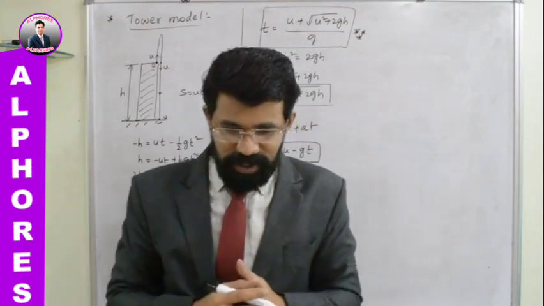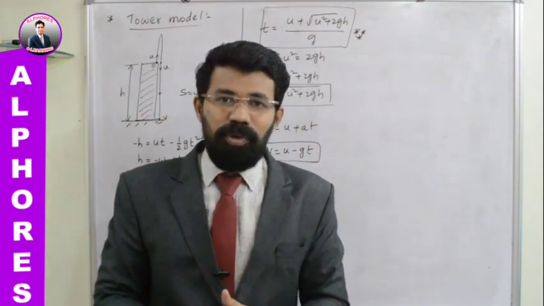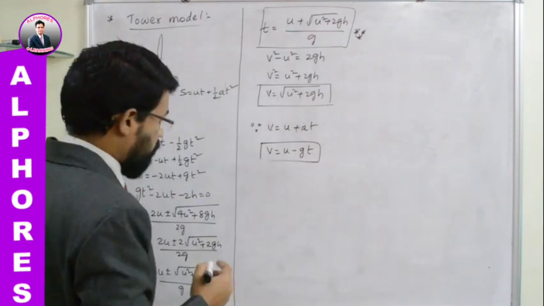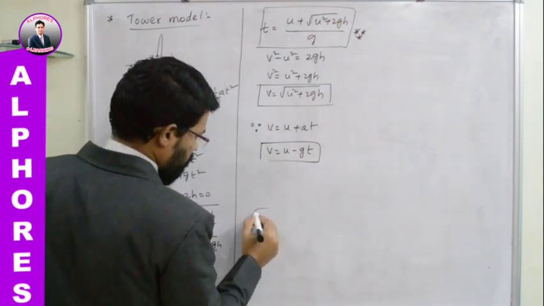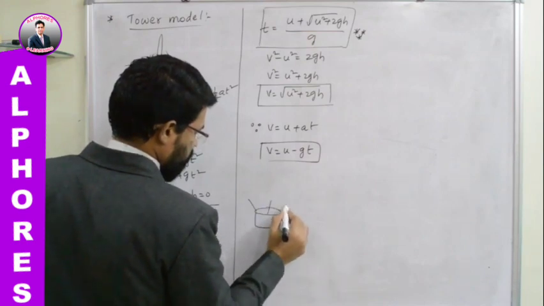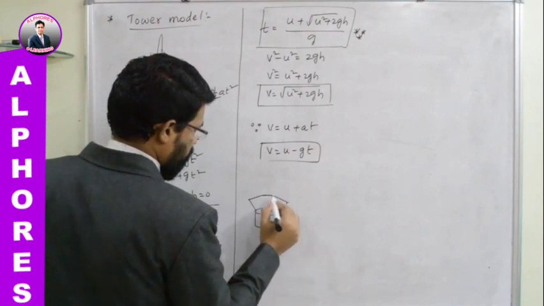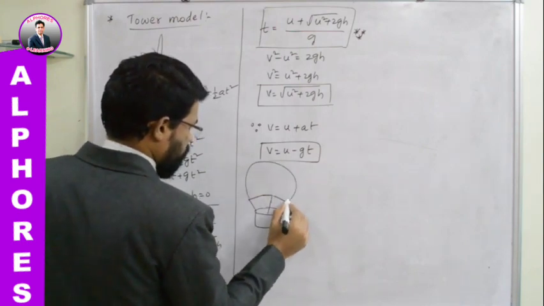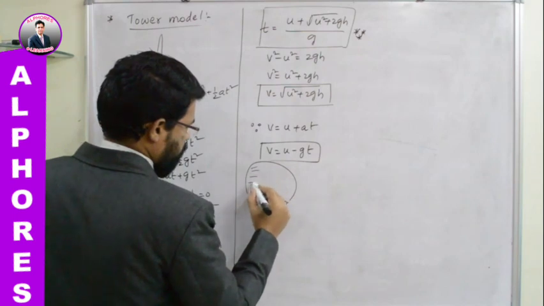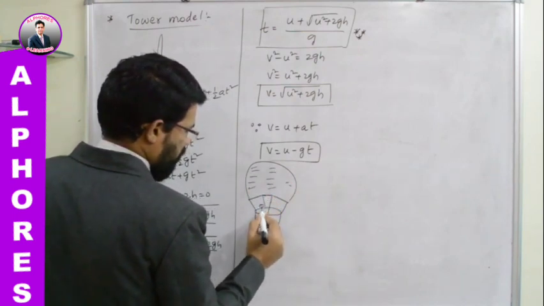Now I am going to consider one special application connected with this tower model. It's a balloon, a hot air balloon. I hope all of you know what a hot air balloon is. So this is how it appears. There will be a basket, something like this. Some kind of rope arrangement will be there, and you will have a balloon, something like this, and people will be standing inside the basket.